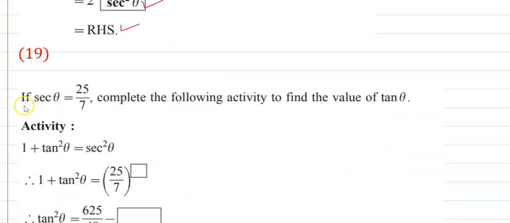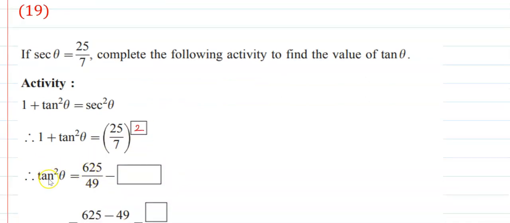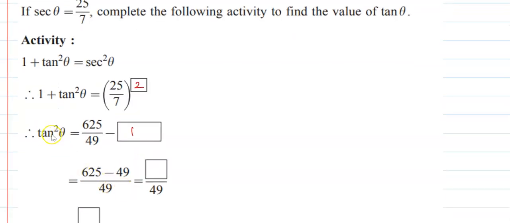Now the next activity. If sec theta is 25 upon 7, complete the following activity to find the value of tan theta. 1 plus tan square theta is sec square theta. 1 plus tan square theta is equal to (25 upon 7) bracket square. Okay. Therefore, tan square theta is equal to 25 upon 7 चा square किती येणार? 625 upon 49. हा plus 1 इकडे आला. It will become minus. And therefore, tan square theta is equal to 625 upon 49 minus 1. या 49 ने 1 ला multiply केला. Then you will get 625 minus 49 upon 49. 625 minus 49. इथे किती येणार?